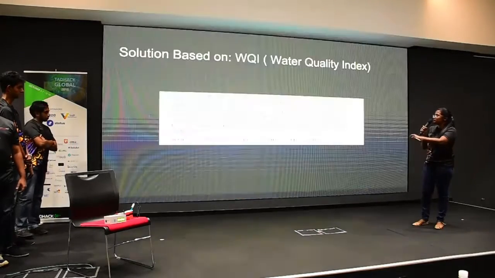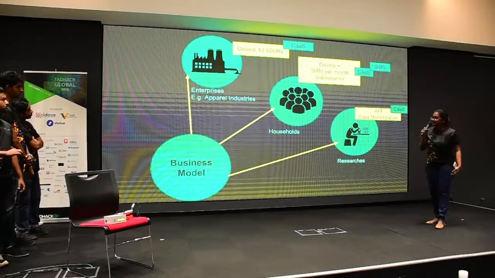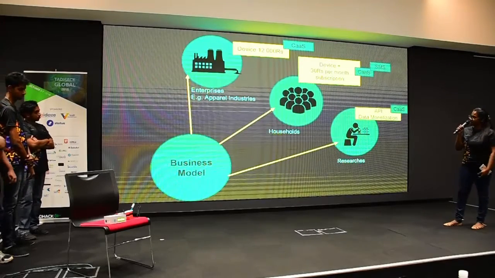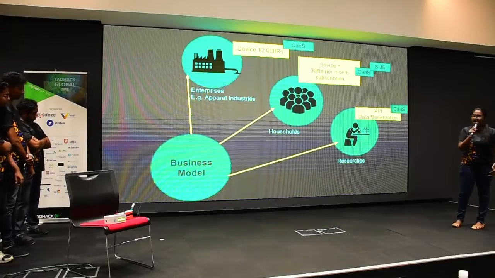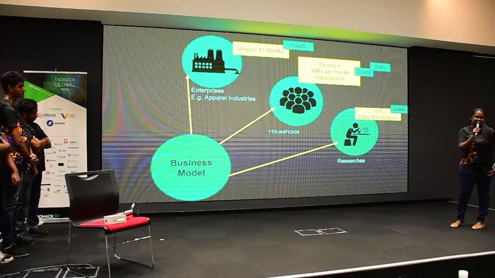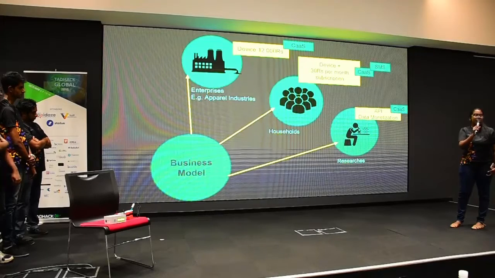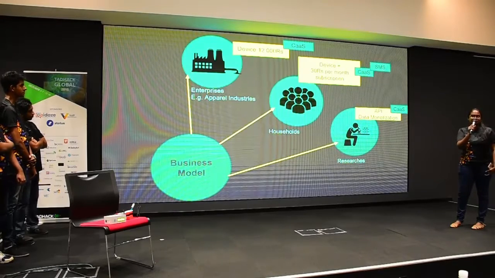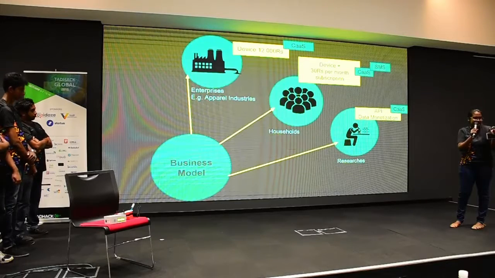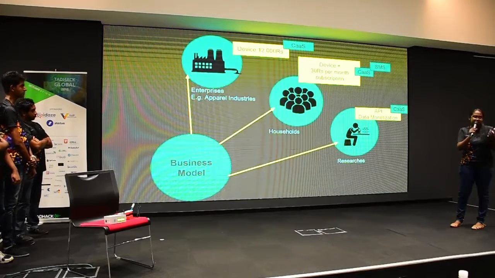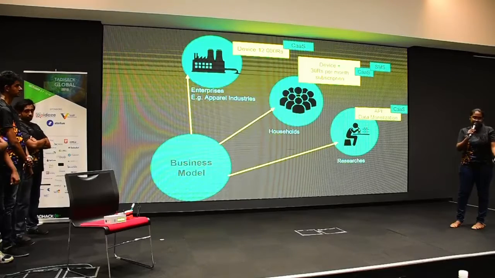So this is the business model that we are introducing. We are mainly focusing on industries. For example, the apparel industry, because the apparel industry spends around $20,000 to $7,000 just to detect the harmful chemicals that they are emitting to the environment.